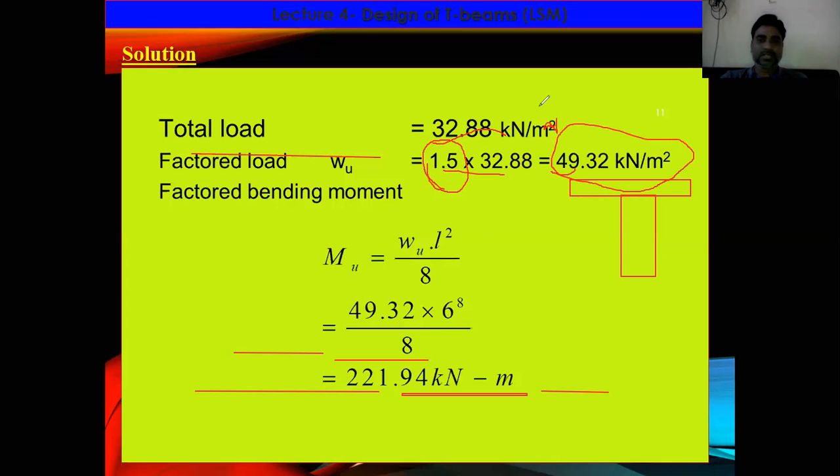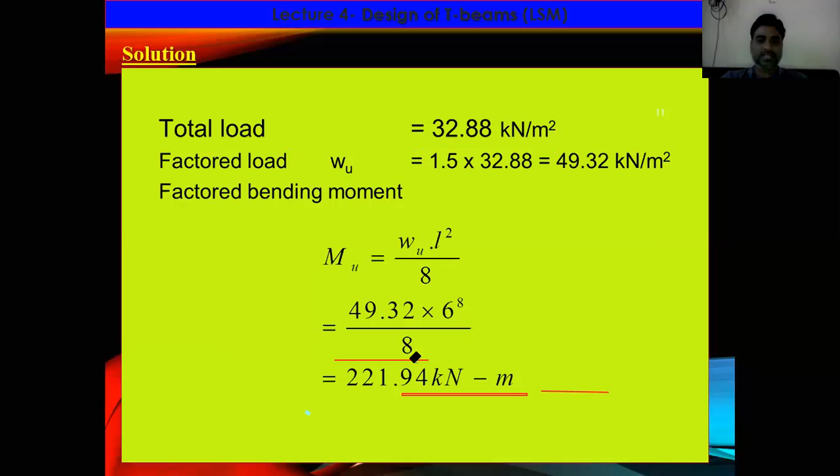beam, right? Next, use the bending moment equation to determine the maximum bending moment. For simply supported, the maximum bending moment is WL square by 8. Substitute the values, that is 49.32 into 6 square by 8, you will get 221.94 kilonewton meters. So this is the maximum bending moment in the beam, right?